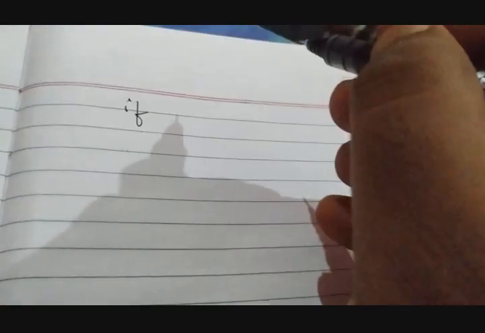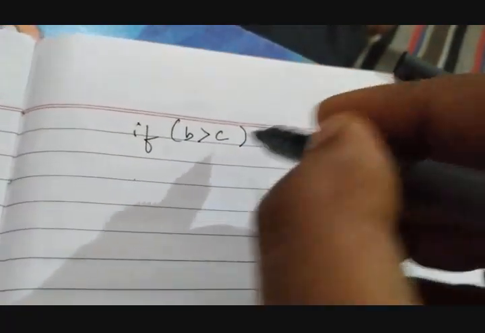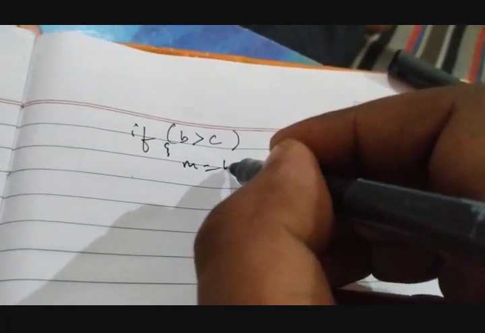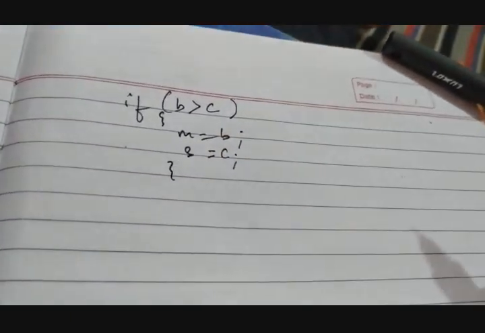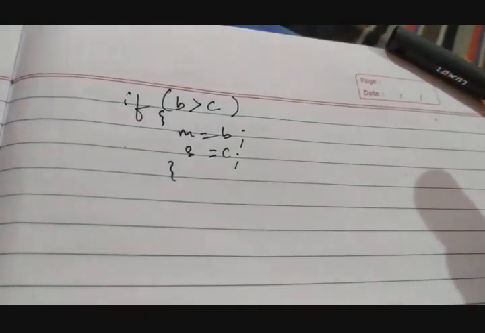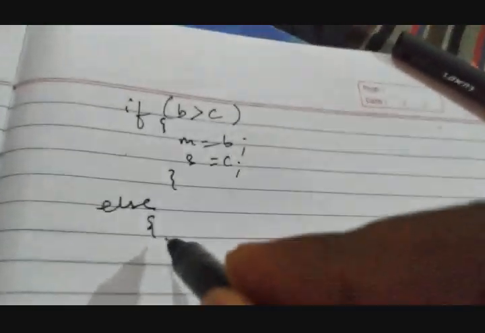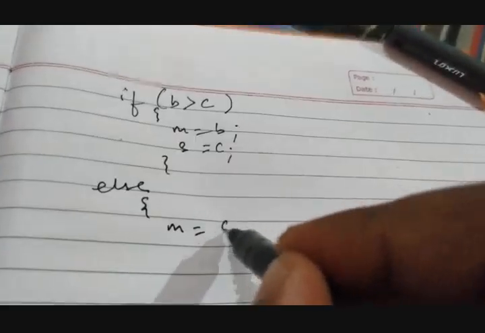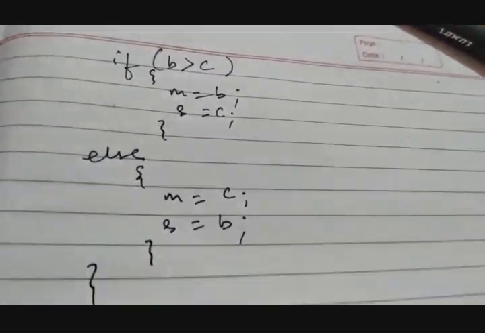Now we need to find which one is the middle and which one is the smallest. Who are left? A is the greatest, so B and C are left. If B is greater than C, then middle will be B and smallest will be C. It may be possible that B is smaller than C. Then else, middle equals C and smallest equals B. This is the first case.